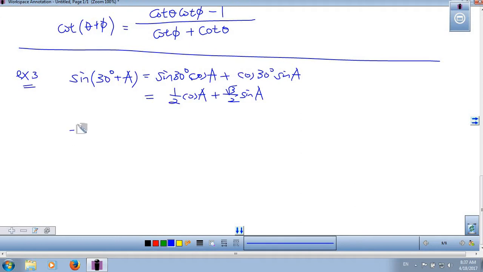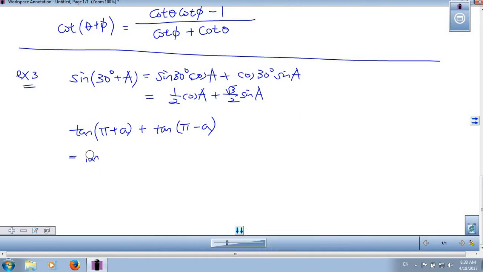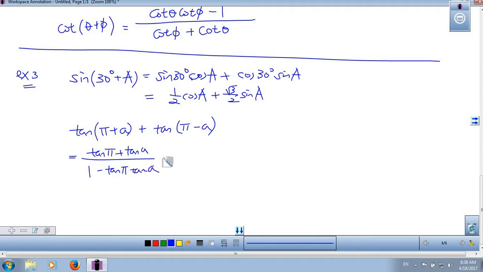Now let's take a look at something similar. What about tangent of pi plus a, plus tangent of pi minus a? How do we simplify this expression? Tangent of pi plus a. So let's go ahead and use our formula here. It's going to be tangent pi plus tangent a divided by 1 minus tangent of pi times tangent of a, plus tangent of pi minus a. So it's tangent pi minus tangent of a, but in the bottom the sign was switched, so it's 1 plus tangent pi times tangent of a.